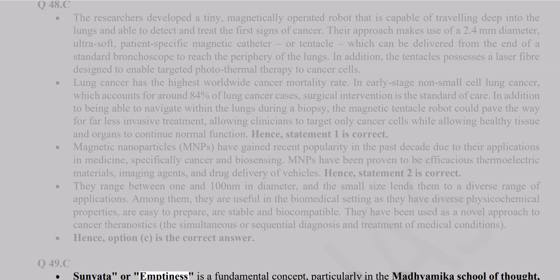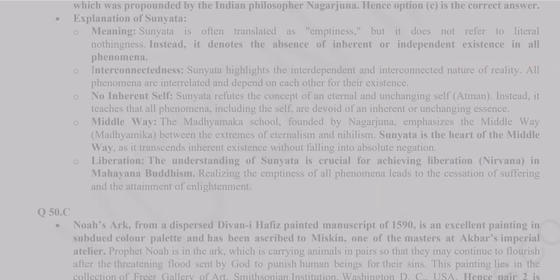Q49. C. Sunyata, or emptiness, is a fundamental concept, particularly in the Madhyamaka school of thought, which was propounded by the Indian philosopher Nagarjuna. Hence, option C is the correct answer. Explanation of sunyata, meaning: Sunyata is often translated as emptiness, but it does not refer to literal nothingness. Instead, it denotes the absence of inherent or independent existence in all phenomena.